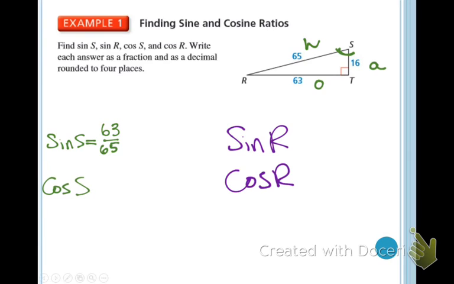So I believe it says answer as a fraction and as a decimal. Am I right? Yeah, so that's part of the answer. Type it in your calculator. 63 divided by 65. Is it 0.9692? Because it says 4 decimal places. 0.9692. You're right.